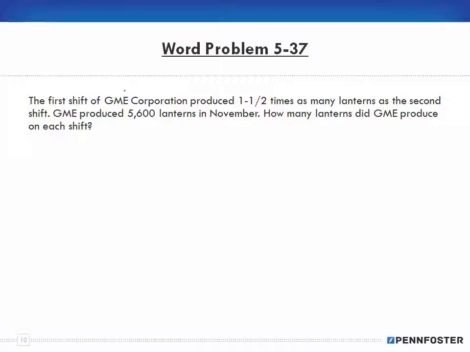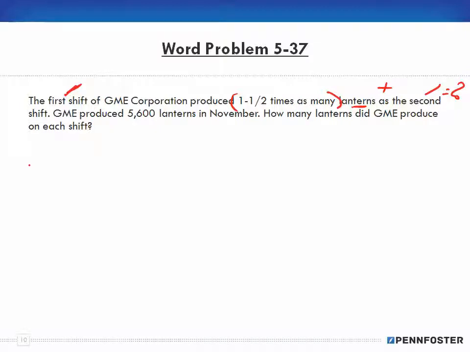Okay, the first shift of GME Corporation produced 1.5 times as many lanterns as the second shift. So I'm thinking about the first shift, and even though it's 1.5 times as many lanterns as the second shift, I can think in terms of, well, the first shift plus the second shift is equal to how much? Well, it tells us that GME produced 5,600 lanterns in November. So how many lanterns did GME produce in each shift?